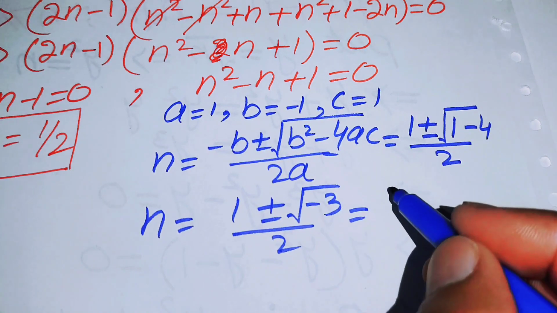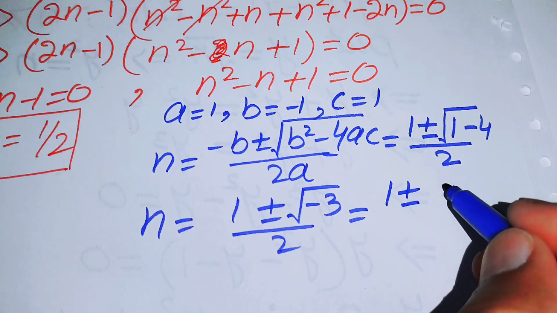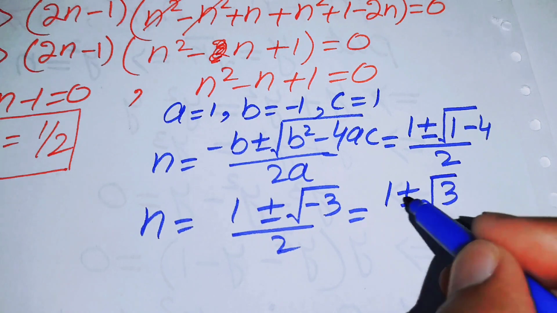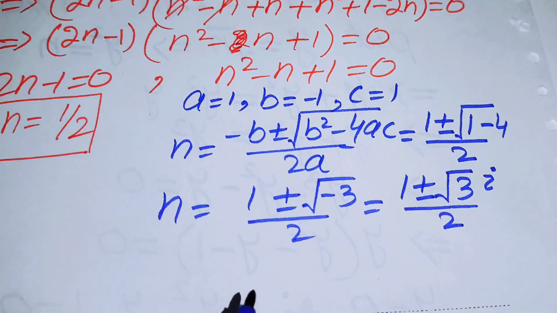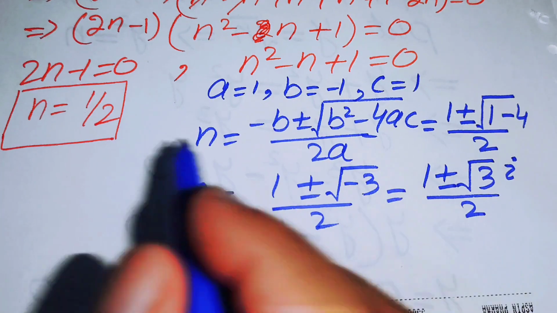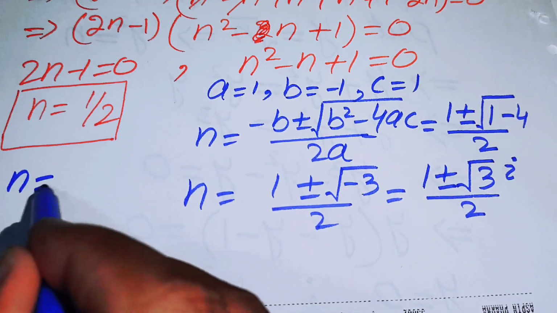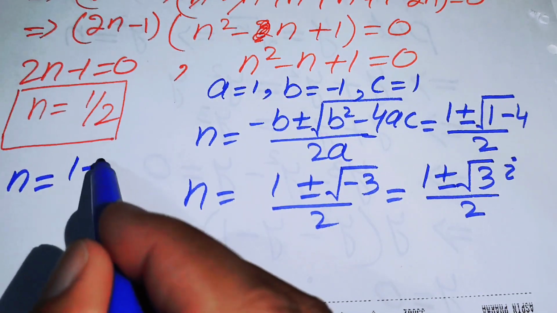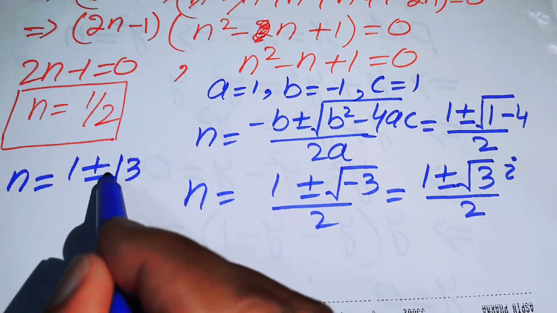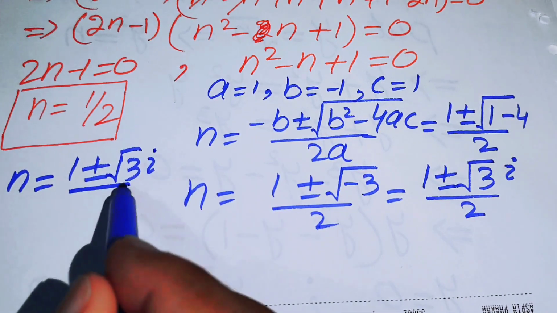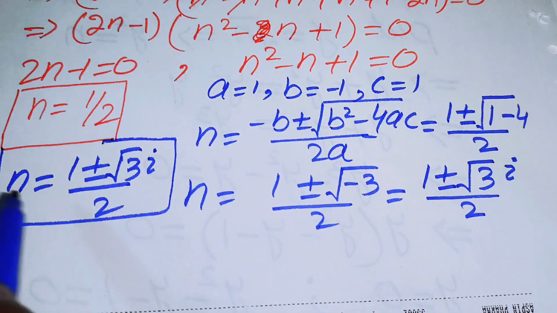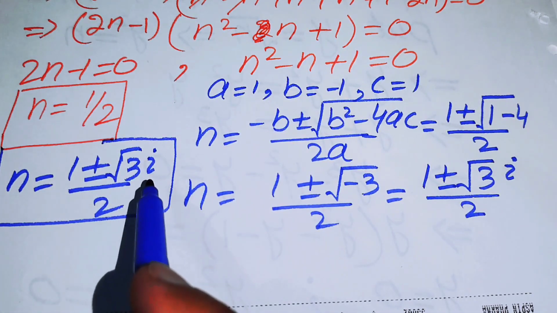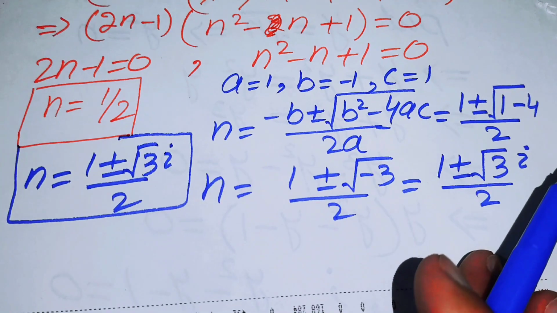And here you again have a negative sign under the square root, so it is equal to iota. So you get here 1 plus or minus square root of 3 iota over 2. So these are the other two roots of the given equation. I can write it here: 1 plus or minus square root of 3 iota over 2. So these are the other two complex roots of the given equation, and these are the final roots or final answer of this question.